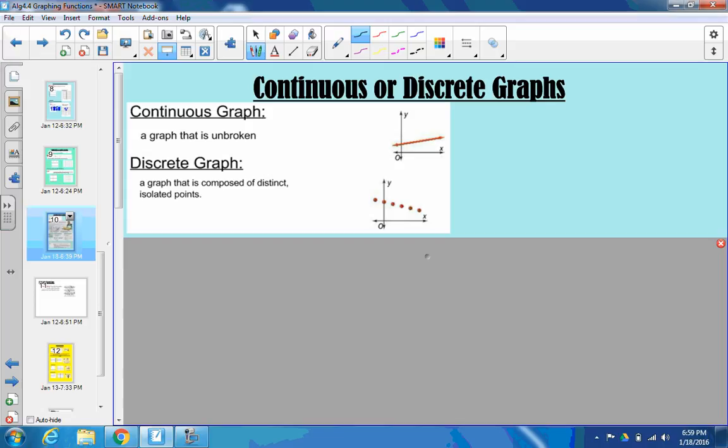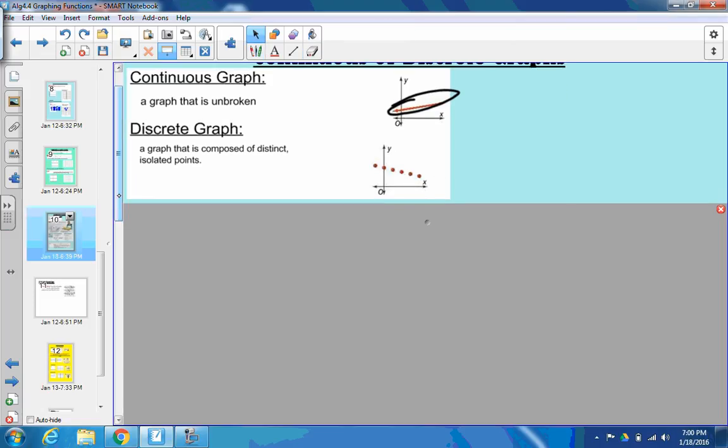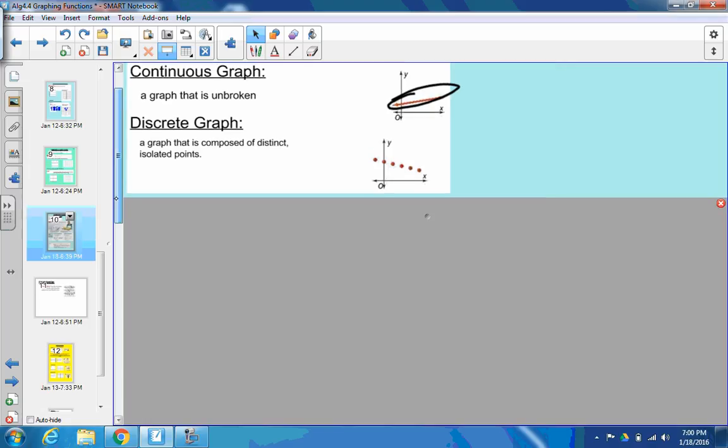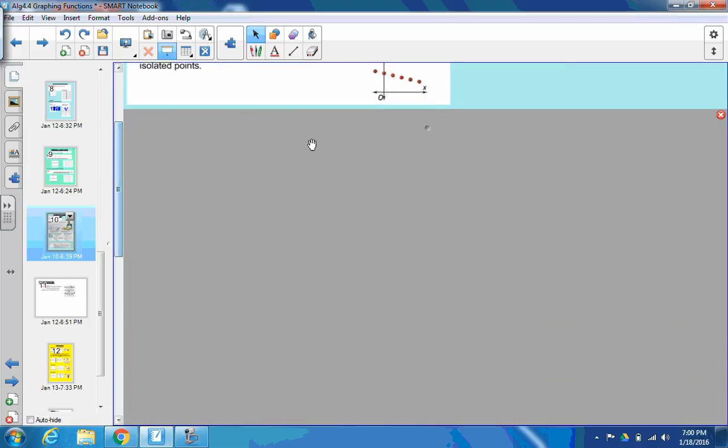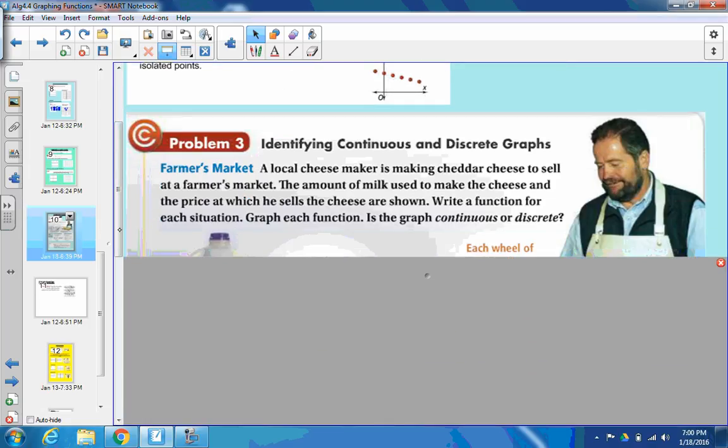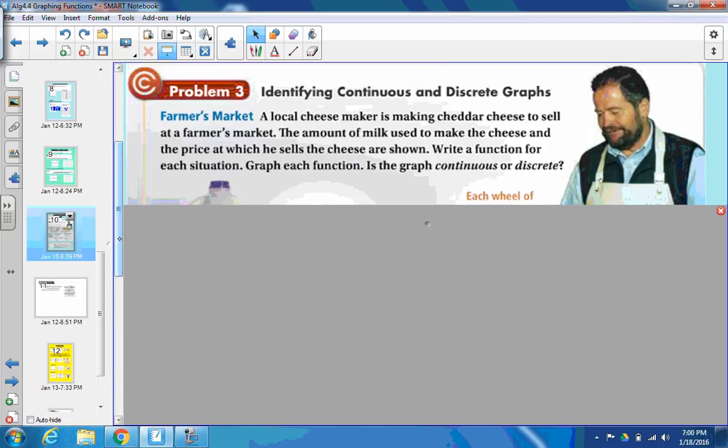A continuous graph is a graph that is unbroken, or it just continues like that. You look here, there's no breaks in this graph. But a discrete graph is a graph that is composed of distinct isolated points. So right here we have distinct points. They wouldn't continue from point to point. Now when we talk about linear equations, they always continue, but these discrete graphs, depending on the situation, might not make sense to continue between the points. So we're going to look at a problem and identify whether it's continuous or discrete.